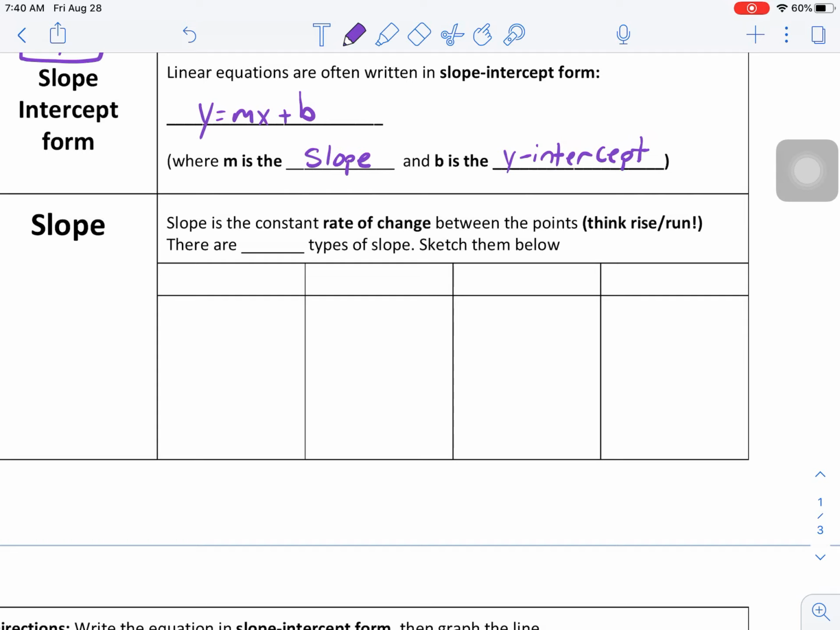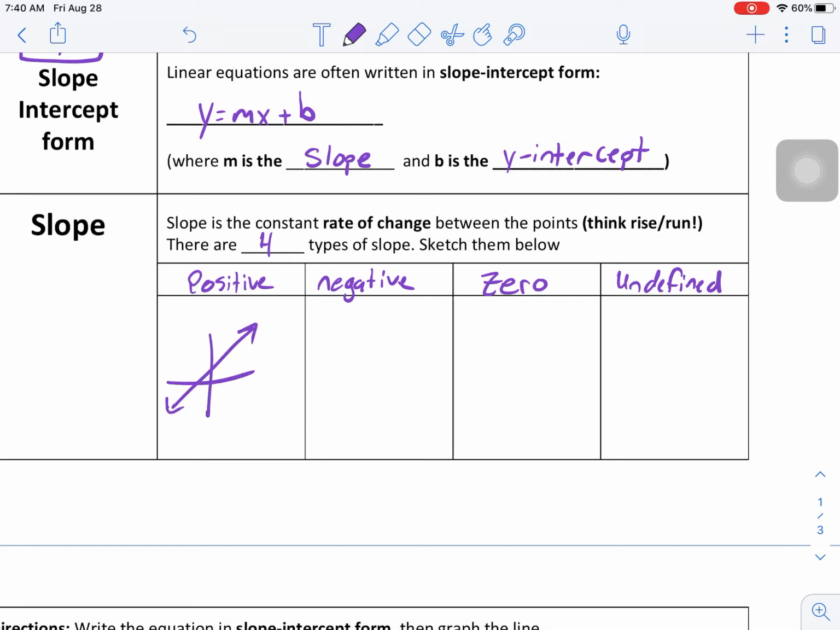There are four types of slopes. Sketch them below. So four empty slots, we have four different slopes. We talked about these on Friday, so hopefully you remember. We have positive slopes. We have negative slopes. We have slopes that are 0, so a 0 slope or no slope. And then we have undefined slopes. So let's sketch all these.